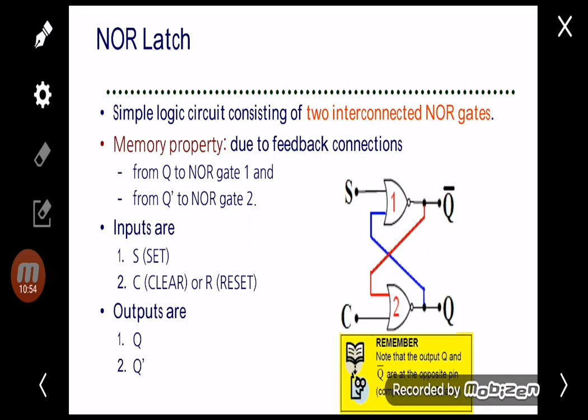So how about the NOR latch? The NOR latch also consists of gates, but from NOR gates. It also has S and C, and we also have Q and Q bar. But the difference is Q is at the bottom and Q bar is at the top, compared to the NAND latch, where Q is at the top and Q bar at the bottom.